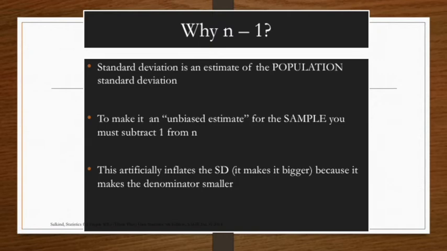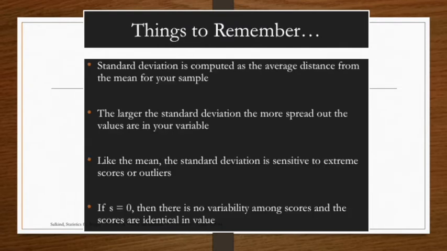theoretical, has to do with central kinds of things, or more probable than extreme things. But if you can kind of understand the concept that this is about population and standard deviation is an estimate of the population standard deviation, then you're in good shape. It is computed in standard deviation as the average distance from the mean for your sample.